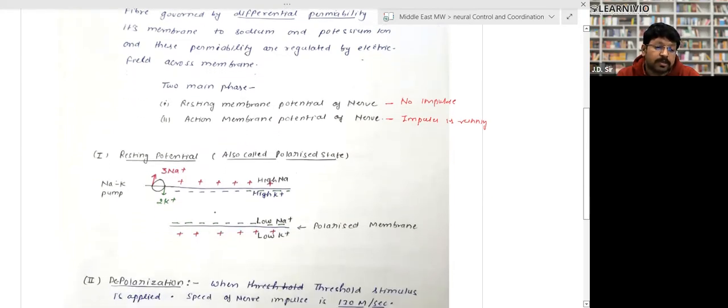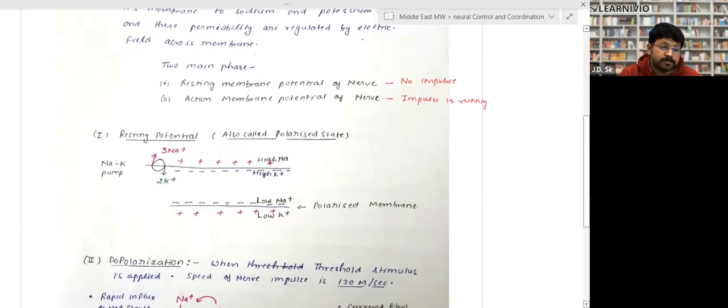Now come to the resting membrane potential. It is also called polarized state. Polarized state or resting potential is that state where the neurons are not working, means we do not get any stimulus or any sense, right? That is called resting potential.